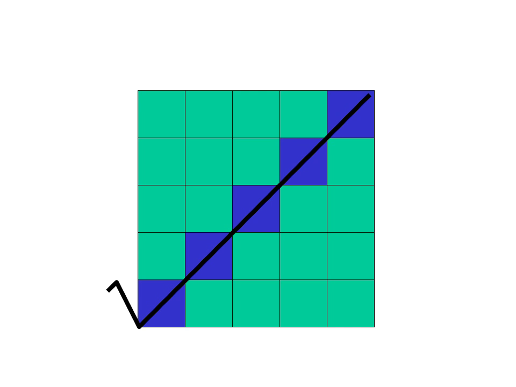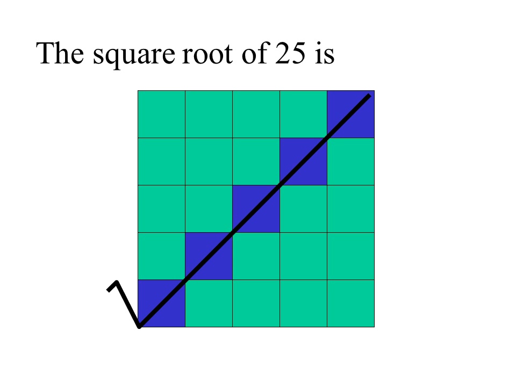The square root of 25 is 5. 5 wide and 5 tall. When you outline 25 blocks in a grid in the shape of a square, it will have a diagonal of 5. 1, 2, 3, 4, 5. Which means it is 5 wide and 5 tall as well.